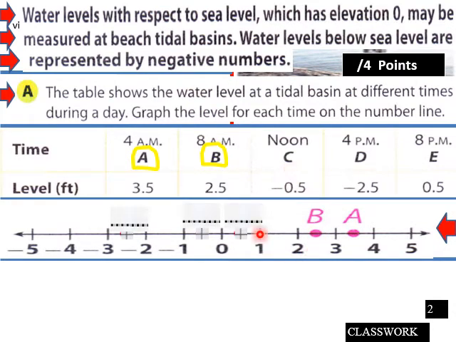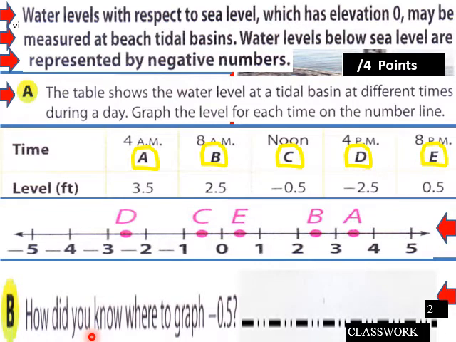And then noon would be C, negative 0.5. Would that be over here? It'd be on the negative side, right? To the left of 0. Wouldn't it be there? Yeah, you know it would be there. And then 4 p.m., D would be negative 2.5. Where would that be? Negative 2.5 would be over here. This is negative 2, then a little bit further to the left of negative 2 would be negative 2.5, and then E would be 0.5. Wouldn't that be here? Yeah, it'd be there. So that'd be 0.5 for E.